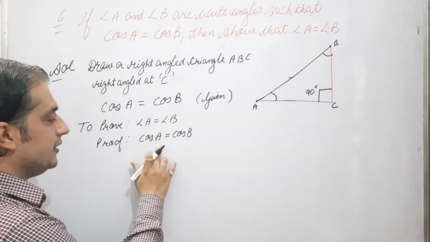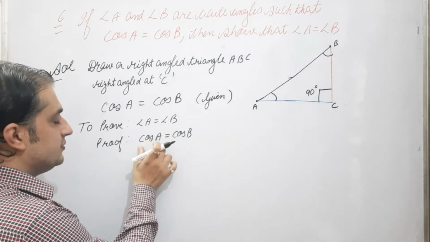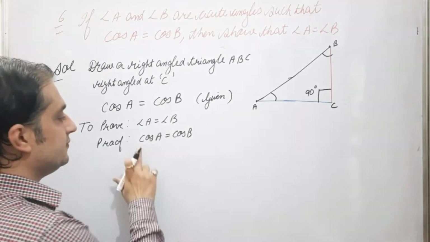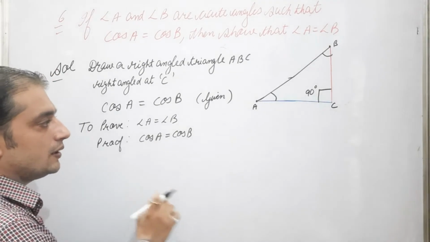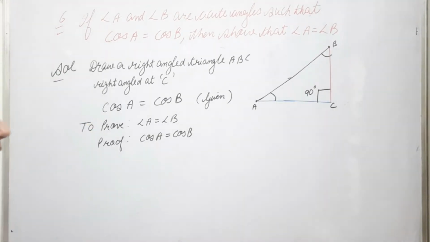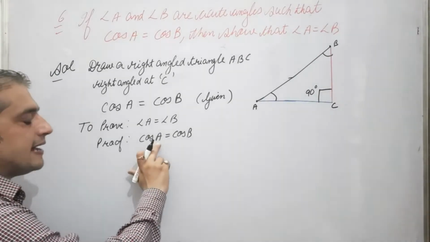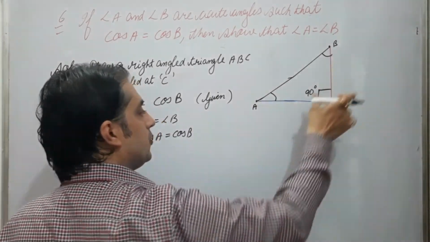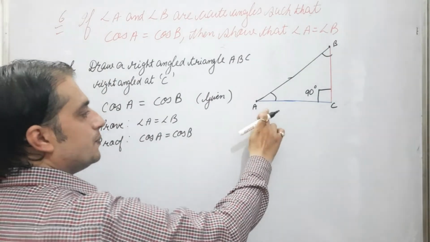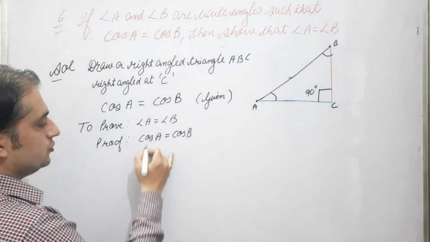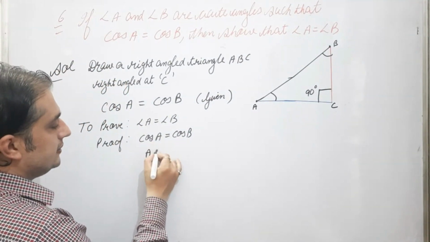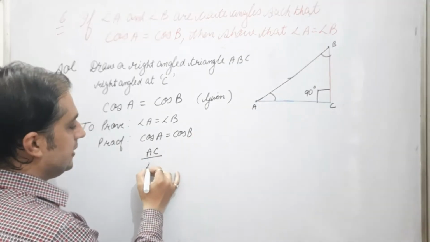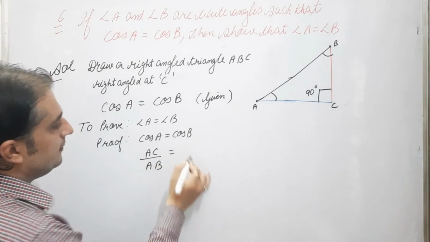Now for cos A, this T ratio in terms of ratio of the length of the sides, what is cos A? Cos A is base upon hypotenuse. For this angle A, angle of reference, the side opposite is perpendicular and the side adjacent is base. So base is AC. So cos A is AC, that is base, by hypotenuse, the longer side, that is AB. Right?